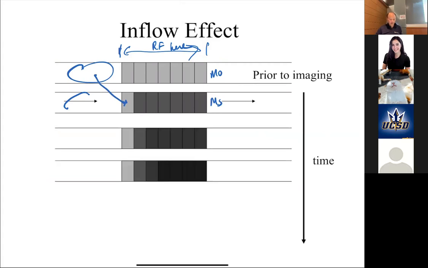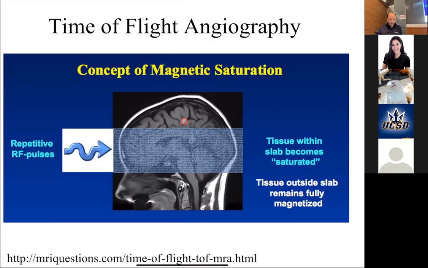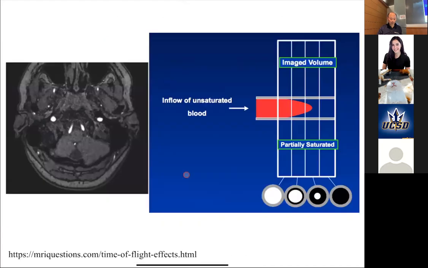And if you repeat that process over and over again, you'll find that this part of your image gets brighter than this part, because fresh blood is delivering fresh magnetization. So the concept of magnetic saturation is you saturate things here and then tissue outside comes in with fresh magnetization. Anything that's flowing in will appear brighter than anything that was not flowing. So this is the concept here, and here you're seeing these really bright vessels. That's the inflow effect.